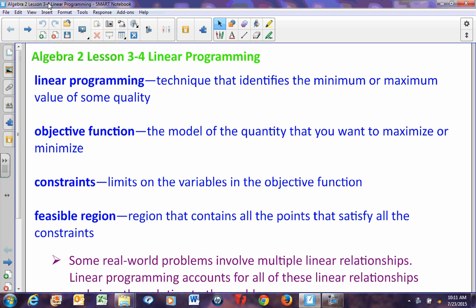This is Algebra 2, Lesson 3-4, linear programming. Linear programming is a technique that identifies the minimum or maximum value of some quantity. An objective function is the model of the quantity that you want to maximize or minimize. Constraints are limits on the variables in the objective function, and the feasible region is the region that contains all the points that satisfy the constraints.